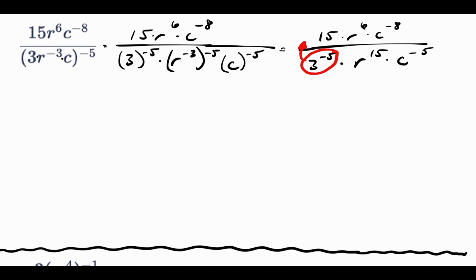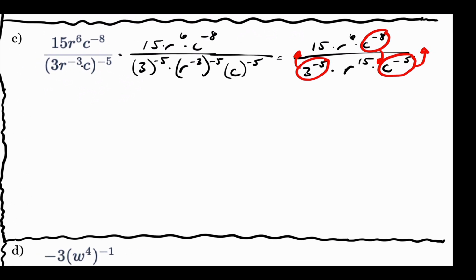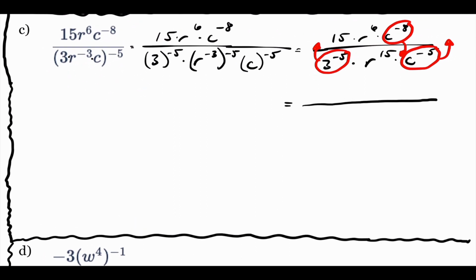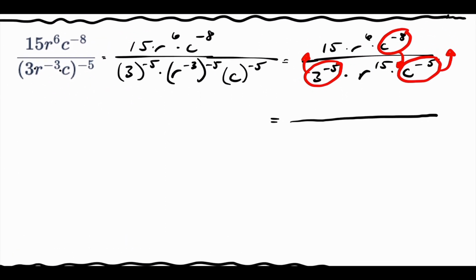This guy is going to move up. This guy is going to move down. This guy is going to move up. Three to the 5th times 15 that was already there. R to the 6th that was already there. C to the 5th that moved up. On the bottom, R to the 15th, that was already there, and C to the 8th, that needed to move down.